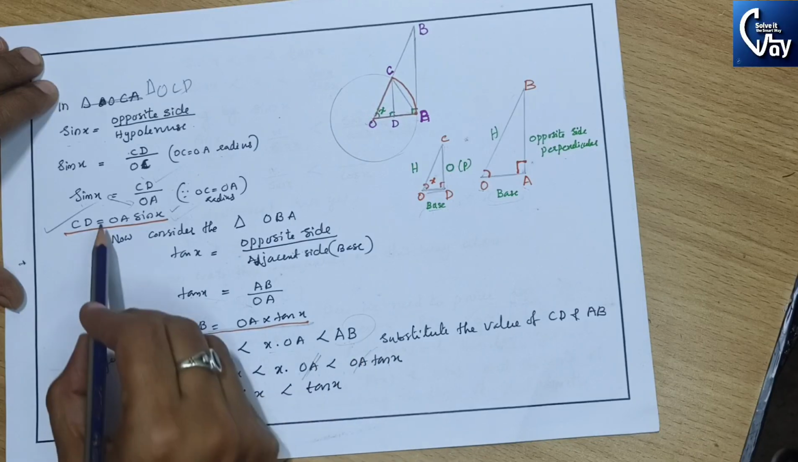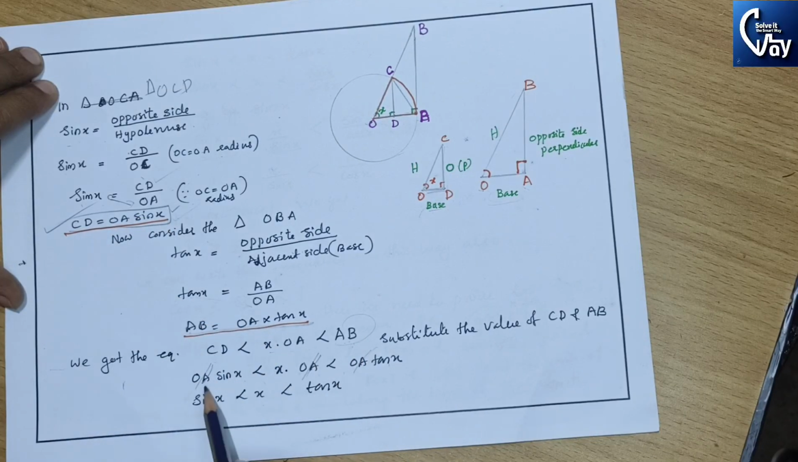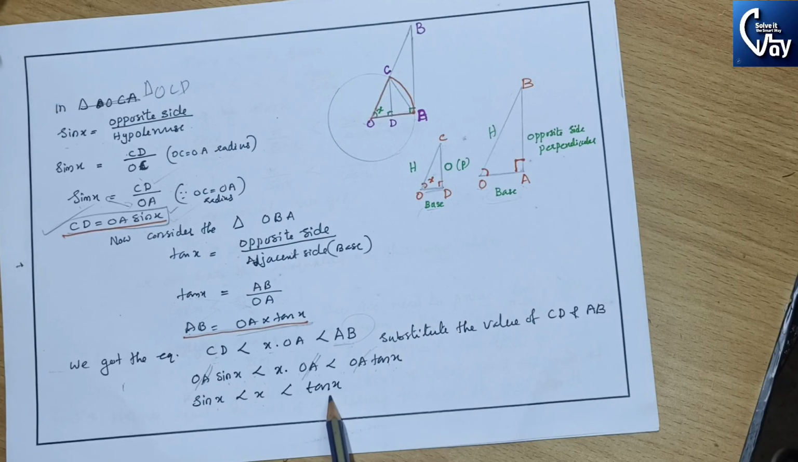So instead of CD, we write OA sin x. Then instead of AB, we write OA tan x. So this inequality becomes OA sin x less than OA times x less than OA tan x. Here OA is common, so we cancel OA from the whole inequality. We got sin x less than x less than tan x.